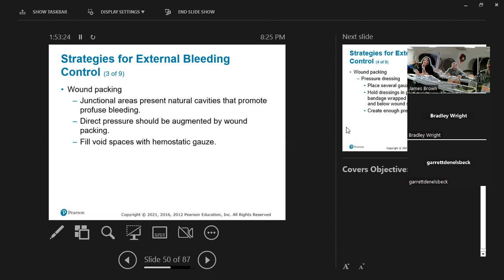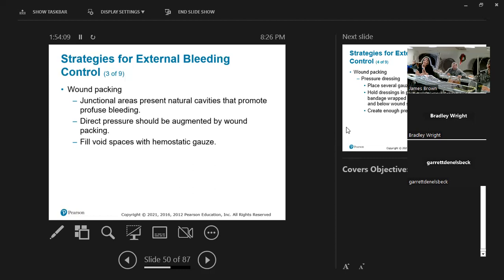So wound packing. This would be for your junctional bleeds, which present natural cavities that promote profuse bleeding. You fill the voids with hemostatic gauze. Say, for example, a penetrating trauma to the groin: you would not only put gauze into the wound, but once you've filled up the hole with packing material, you'd also put gauze over the top and still provide downward pressure even after filling the void. That's just to help augment the clotting factors in that part of the body. Make sense? Everybody understand that?